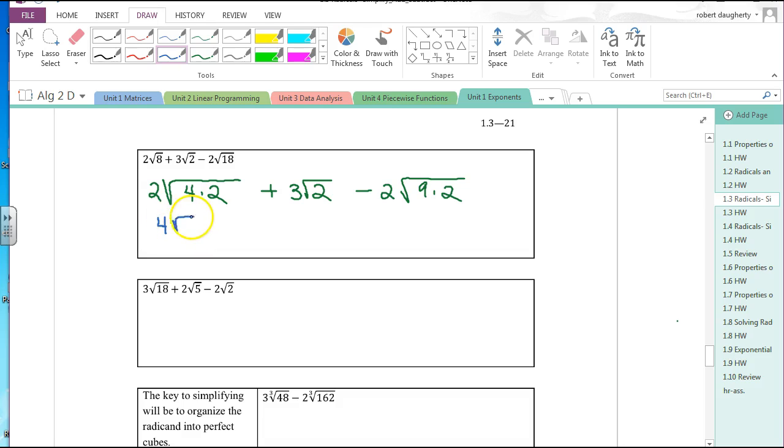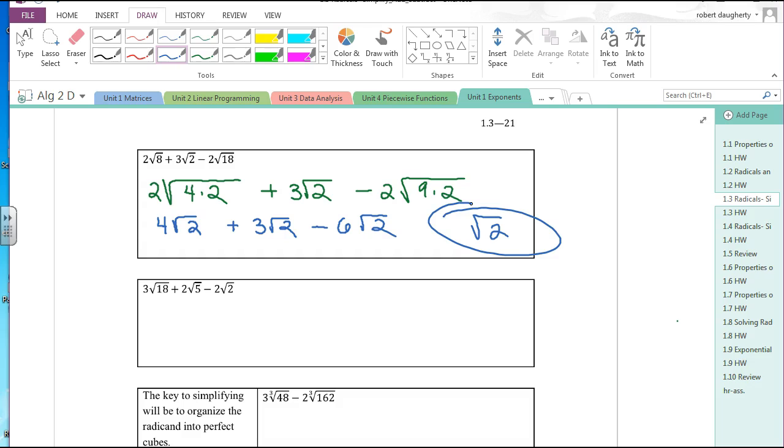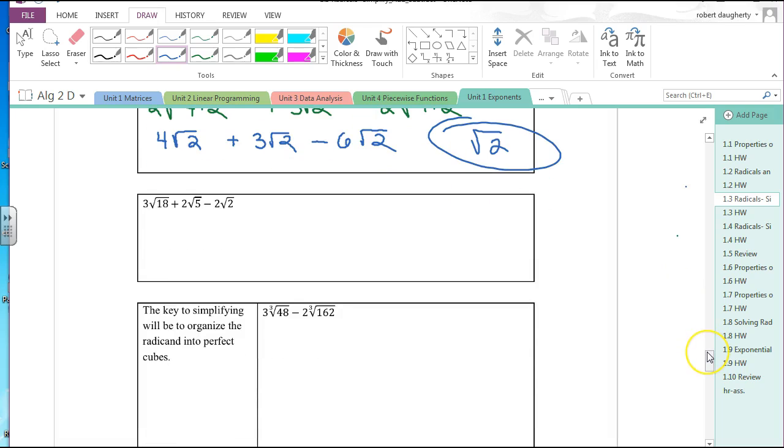This is going to be 4 square root of 2 plus 3 square root of 2. What's the square root of 9? 3. So I'm going to have minus 6 square root of 2. Now can I combine all of those? Okay. So I've got 4 plus 3, which is 7. 7 minus 6 is, what's the answer? So that's a lot of work to get to the answer, square root of 2. Okay. But you just use what we did in the first half of the lesson, simplifying radicals, so that now you can combine them. Let's look at the next one.